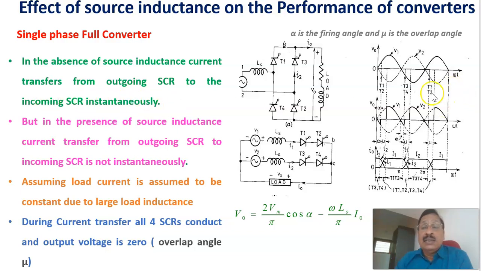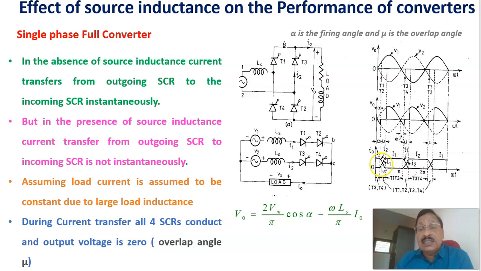In the absence of source inductance, current transfers from the outgoing SCR to the incoming SCR. As I already explained, if T1 and T2 are fired here, previously T3 and T4 were conducting. Therefore, T3 and T4 are the outgoing SCRs and T1 and T2 are the incoming SCRs. Because of the source inductance, this transfer from the outgoing SCR to the incoming SCR is not instantaneous.